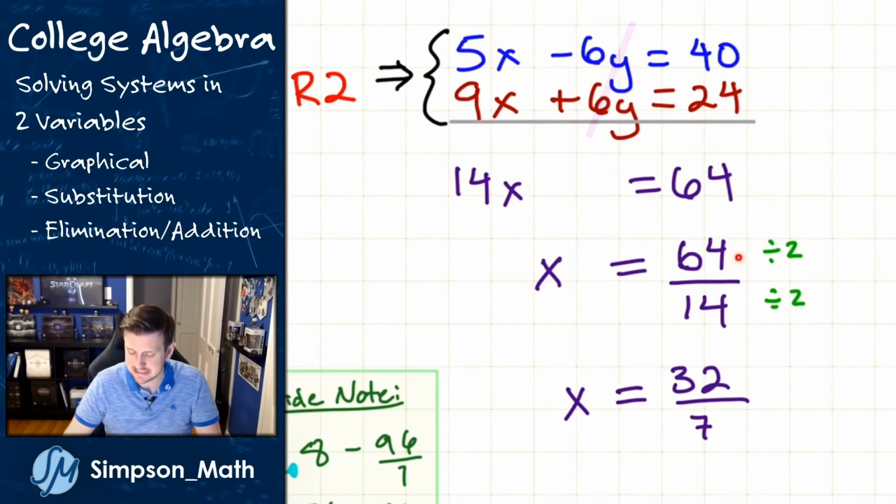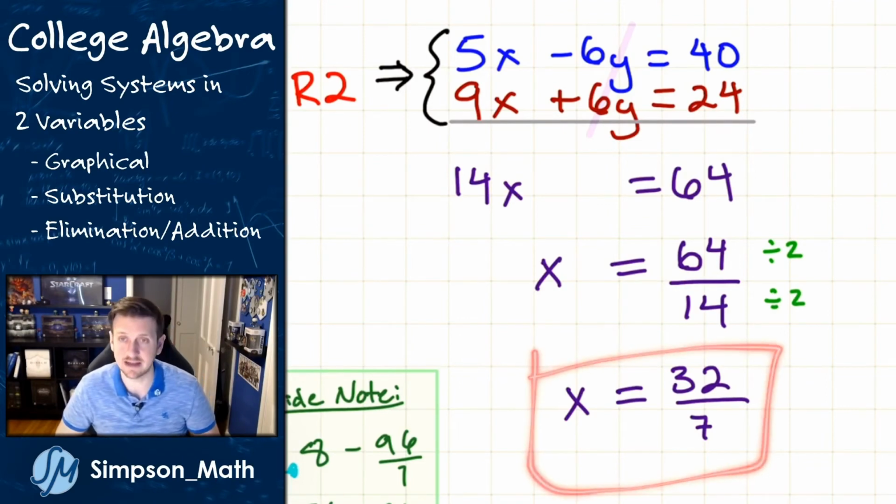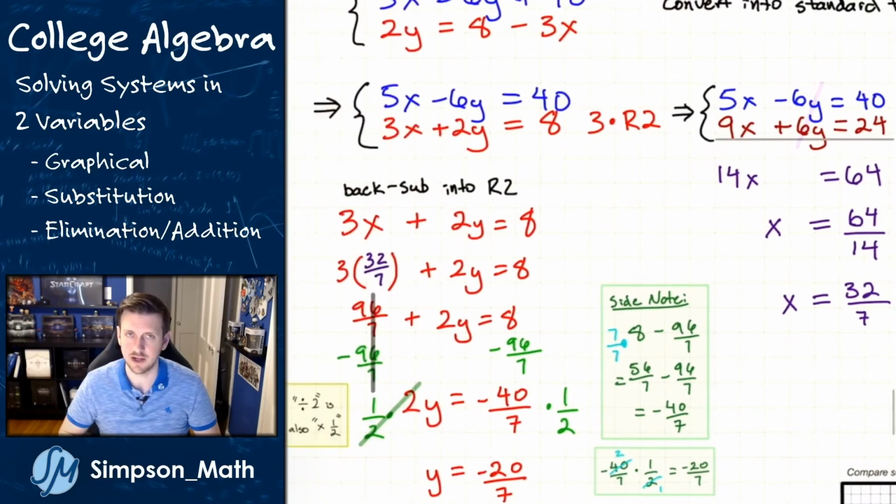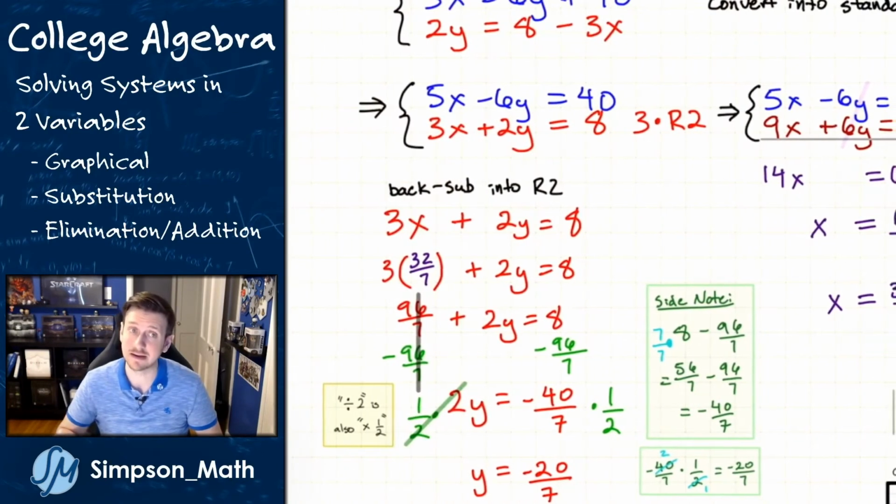And we get 64/14, which they are both even, but they don't both have a 4 in. So we can end up with 32/7. Fractions exist. Don't be afraid of them. All right, so we have x equals 32/7. I know you don't want to deal with it, but we're gonna.